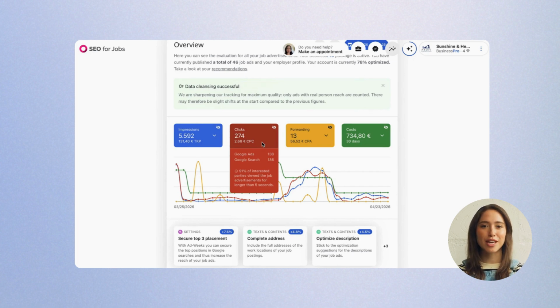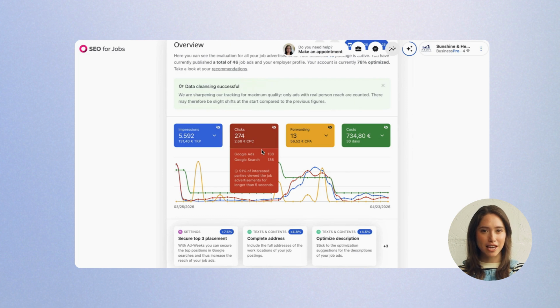A high click-through rate tells us that your job title and preview speak the exact language of your target group. Since the definition of a good rate varies depending on the market environment, we always evaluate performance individually within the context of your specific market.